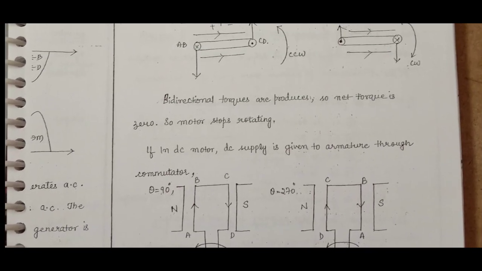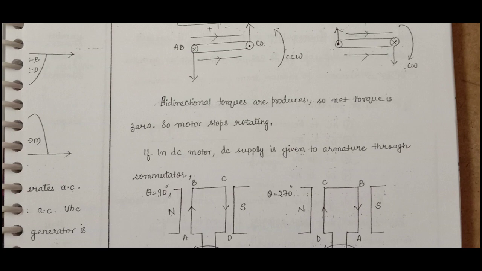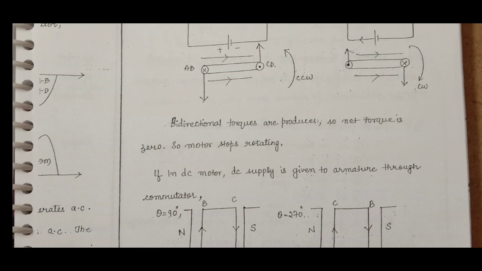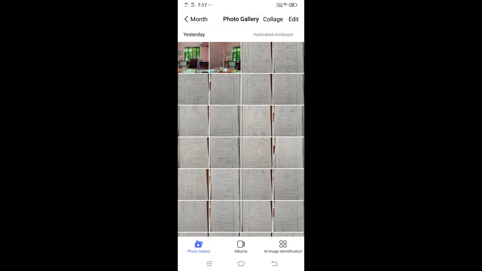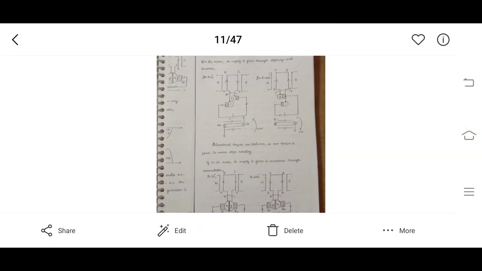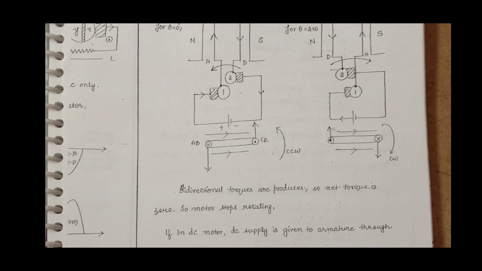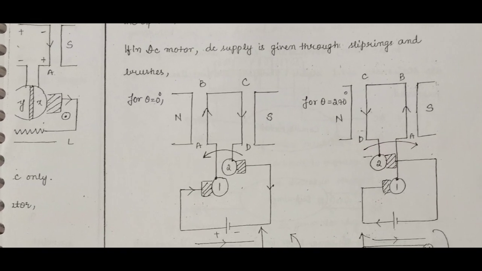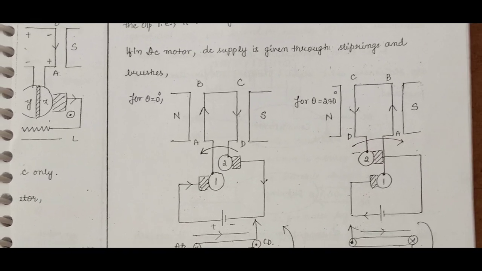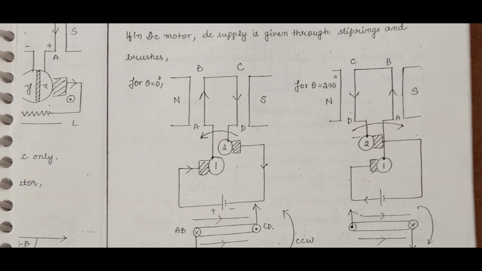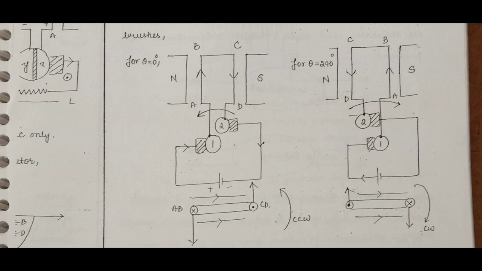If in a DC motor, DC supply is given to the armature through the commutator, now we are using the commutator. So here, see that with slip rings under the north pole, at theta equal to 0 there is a cross conductor, and at theta equal to 270 a dot conductor.